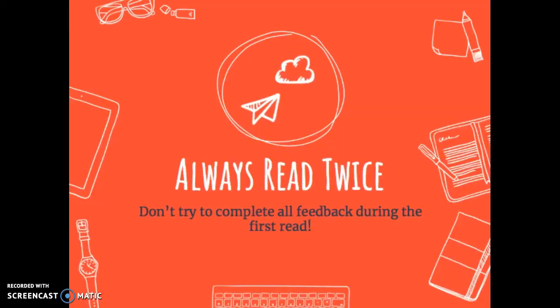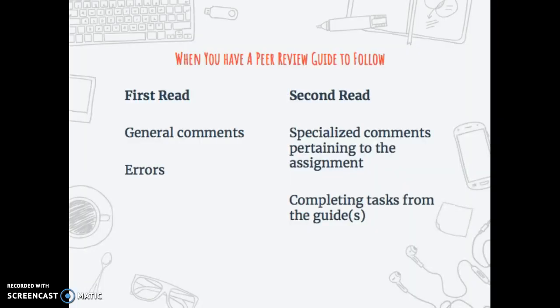So when you peer review papers, you always want to read twice. When I grade your papers, I don't just grade it in one fell swoop. I always read it through twice to make sure I'm giving the most effective advice. And you need to try to do that as well. So generally when you peer review, you're either going to have a very specific guide that you're asked to follow, or you're going to be asked to just kind of do it free form. And these are the 2 approaches you can take depending on whether or not you have a guide.